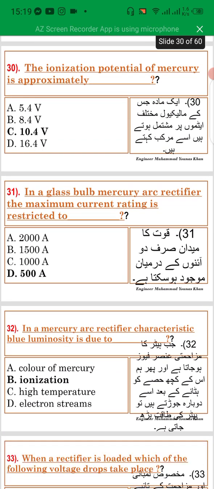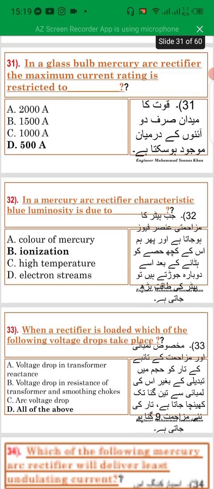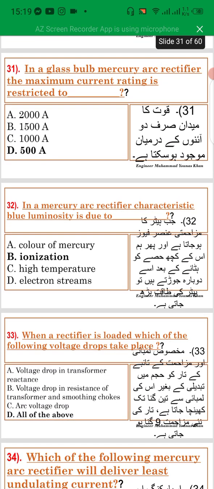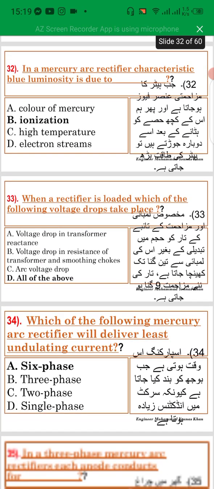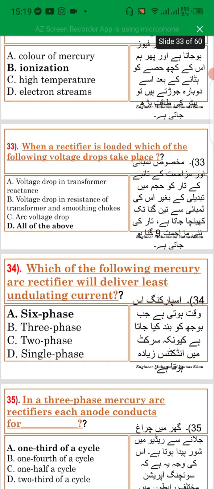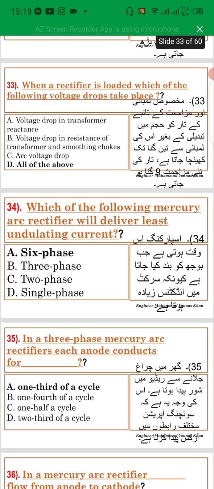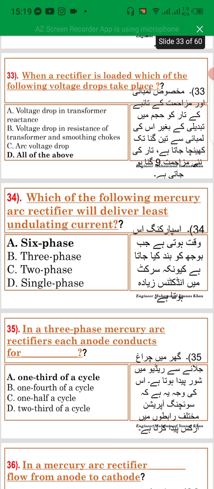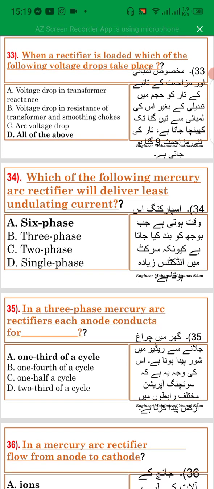The ionization potential of mercury is approximately 10.4 volt. In a glass mercury arc rectifier, the maximum current rating is restricted to 500 ampere. In a mercury arc rectifier, characteristic blue luminosity is due to ionization. When a rectifier is loaded, which of the following voltage drop takes place? Voltage drop in transformer reactance, voltage drop in resistance of transformer, and smoothing choke's arc voltage drop.